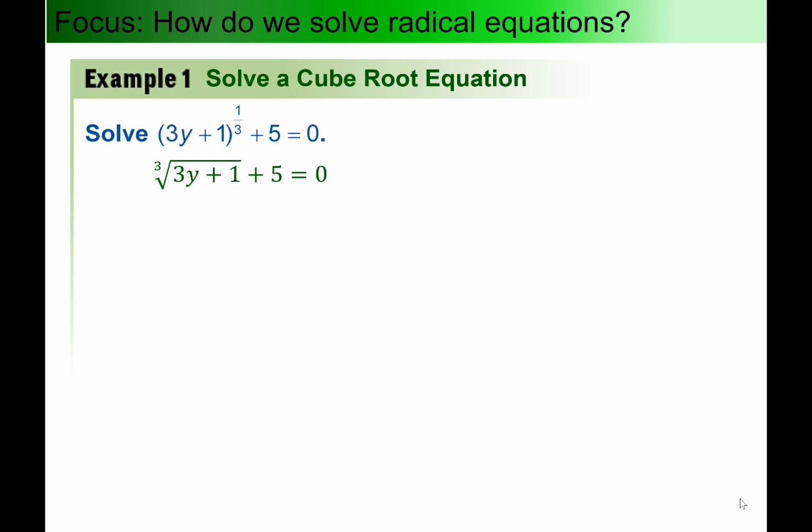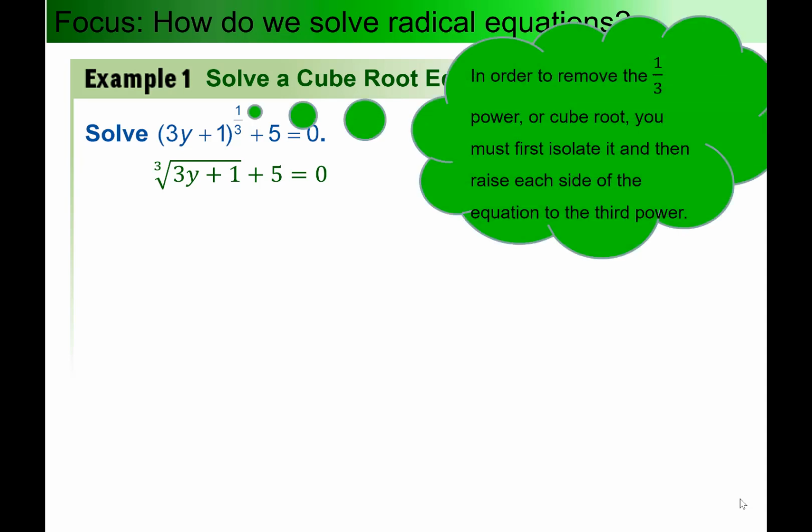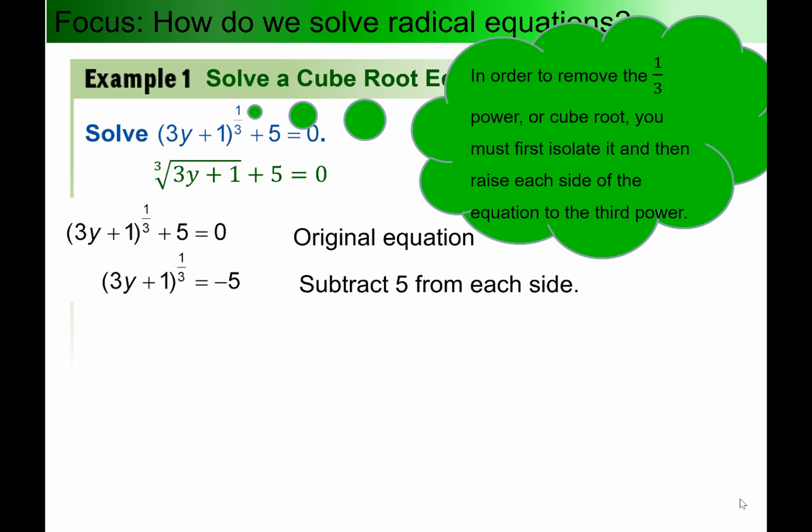The numerator of the fraction would tell us the power we are raising it to. So here we're raising it to the first power but taking the third root. Like yesterday, we want to get rid of the 1/3 exponent, or cube root. So we have to isolate it and then raise each side of the equation to the third power. In order to isolate the radical, we have to subtract 5 from each side.